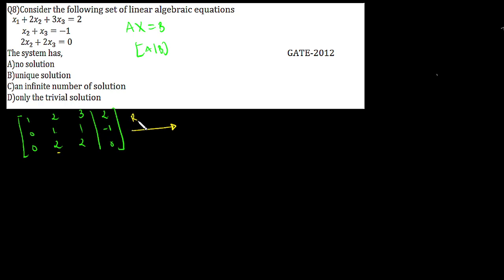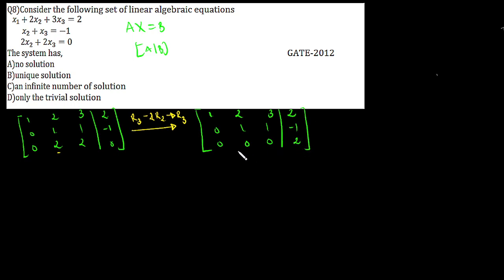So let's perform this operation: row 3 minus 2 times row 2, and it will give me a new row 3. Now if I do this step, what will my matrix look like after this? Let's write it here. Now this entry will be 0, this also 0, and this will be plus 2.